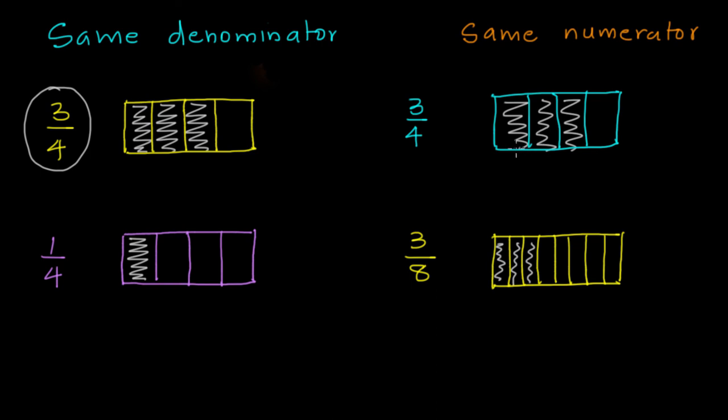So you notice how each piece in the case of 3/4 is much bigger, and in the case of the eighths, each of the pieces is much smaller. So you have the same number of pieces, that is, you have 3 in this case and 3 in this case, but here you have 3 of the smaller size pieces. In this case, you have 3 of the bigger size pieces. So obviously, this fraction is bigger.